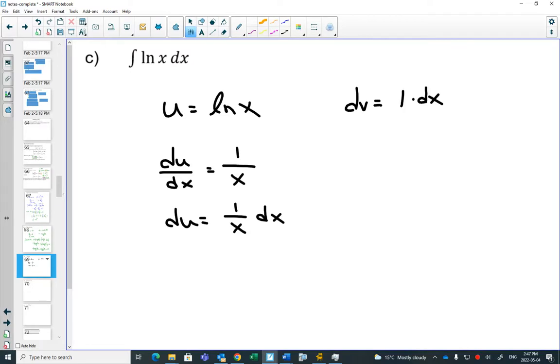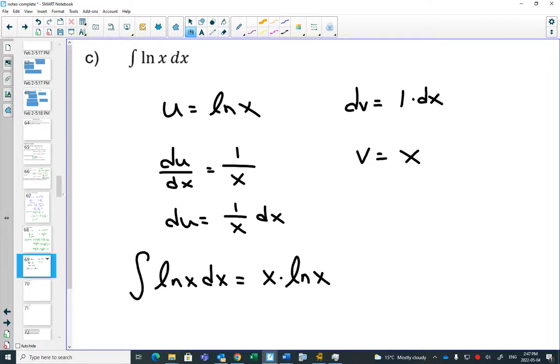And if dv was 1, then v would just be x. And something amazing is about to happen. I've been, like I said, looking forward to this all day, doing these questions. So now the integral of the natural log of x dx will equal u times v, which is x times natural log of x, minus the integral of v, x, times du. Gorgeous. Love it. So nice.